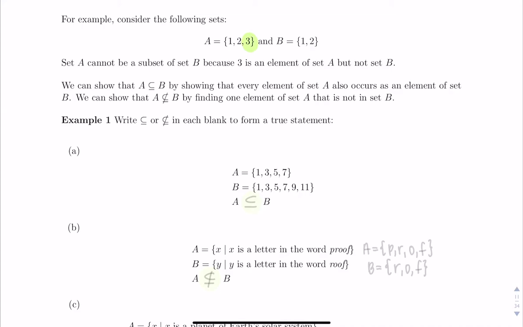So we can show that A is a subset of B by showing that every element of set A also occurs as an element of set B. And we can show that A is not a subset of B by finding one element of set A that is not in set B. So let's write in the correct statement: is a subset or is not a subset? Set A is {1, 3, 5, 7} and set B is {1, 3, 5, 7, 9, 11}. So this has to be a subset because all of the elements in A are also in B.